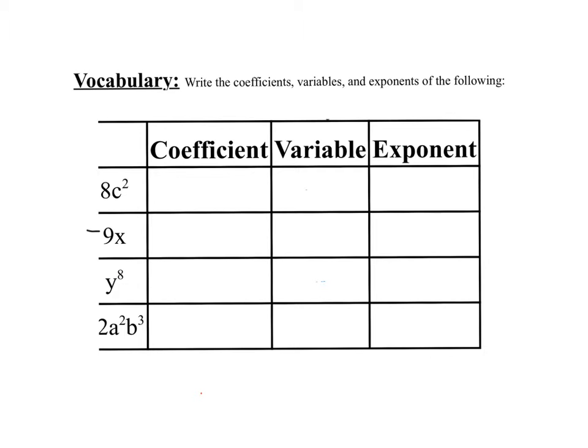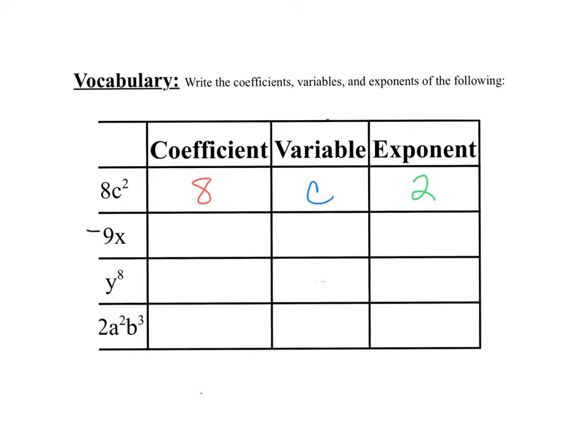And let's talk about what the coefficients, the variables, and the exponents are of each of the following. If you printed it out, this second one is not a -9. Could you change it to a -9 if you printed it? Because I want to use negatives in here too. Okay, so what would the coefficient be in 8c squared? Right, it's the 8. Very good. And the variable? It's a c. Good. And then our exponent is going to be the 2.